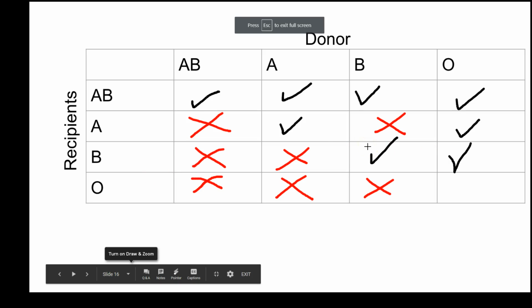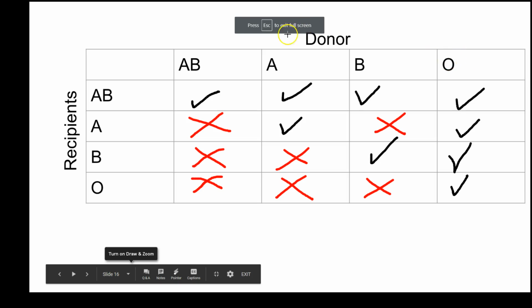And can O give blood to O? Well, sure. Why the heck not? There's nothing to be found on the surface of this blood that an antibody would attack. Now, again, there are still things that are found on the surface of the blood, but that's fine.